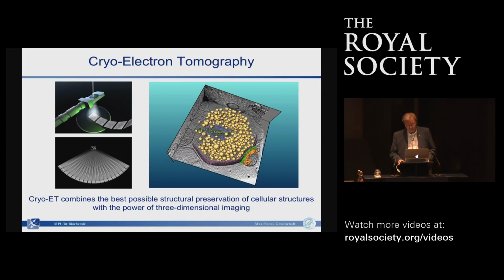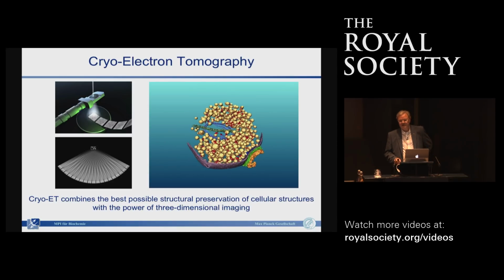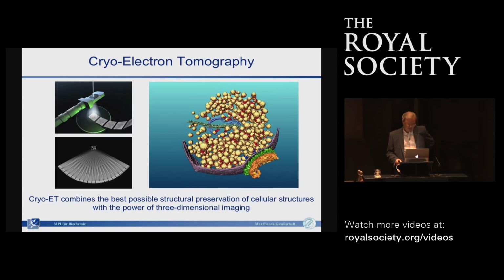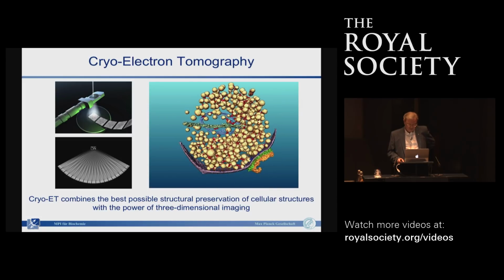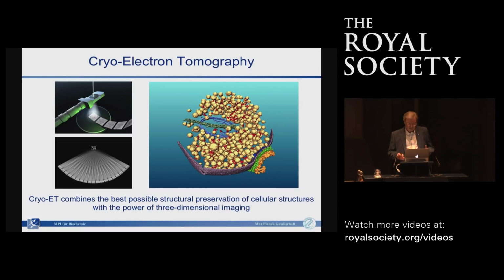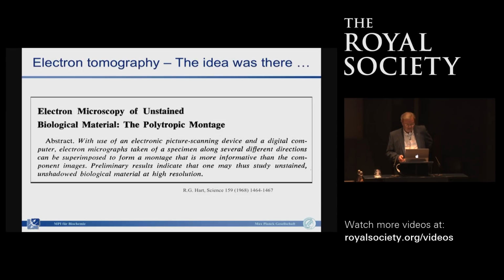Now, I think it may be sufficient to say that cryo-electron tomography combines the power of high-resolution 3D imaging with the best structural preservation that is physically possible to achieve. The only preparation step is rapid freezing such that the structures, the cells, become embedded in a thin layer of amorphous ice. Now, the idea to do something like electron tomography of unstained biological material is not new.